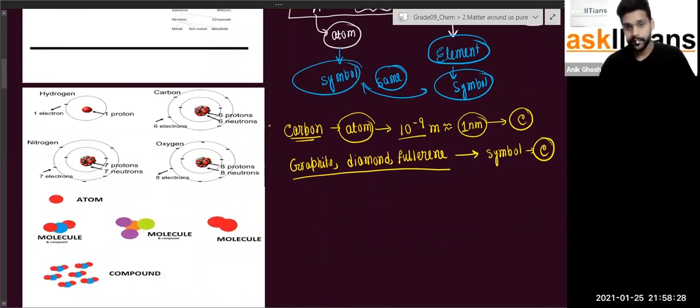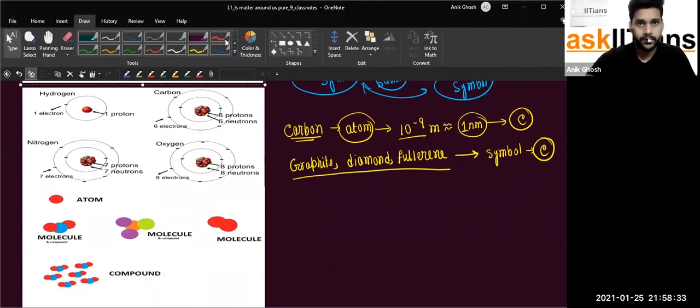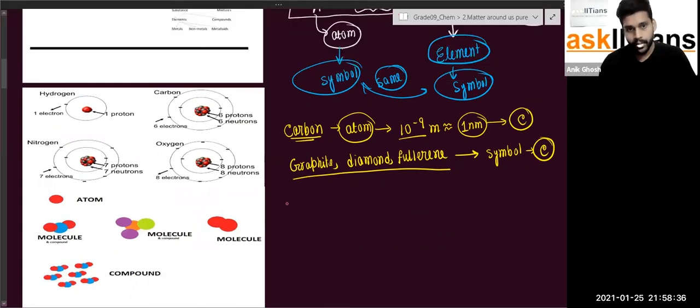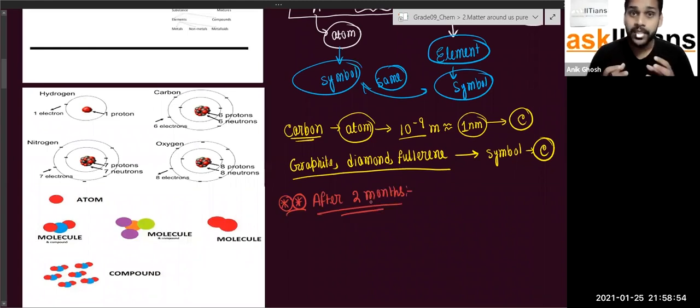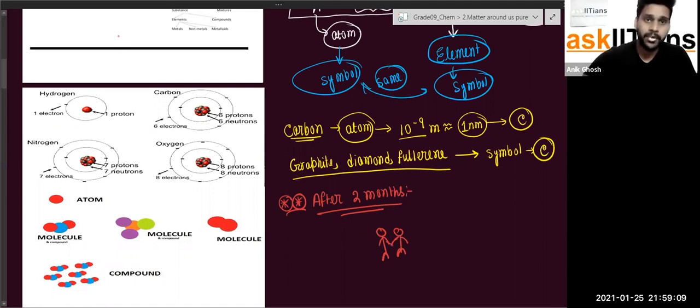Now, if you have understood up to this level, then now if I say after 2 months, what would happen? After 2 months, what would happen to the entire picture? The thing that would happen is you would make new friends, right? You would make new friends. So this is you. You are having a new friend over here. And I think there would be some other groups as well.